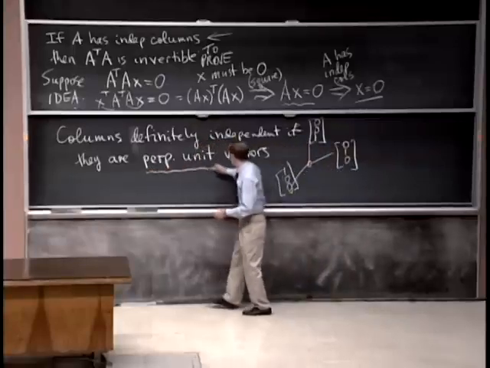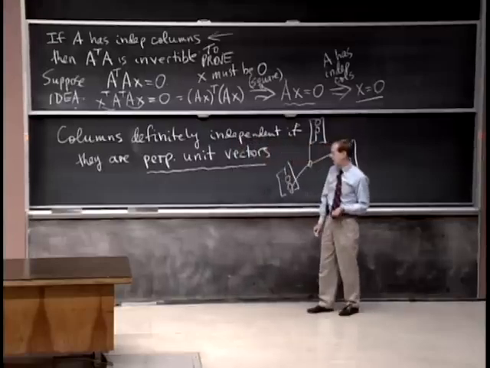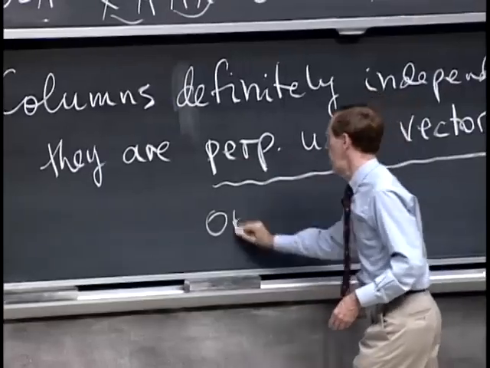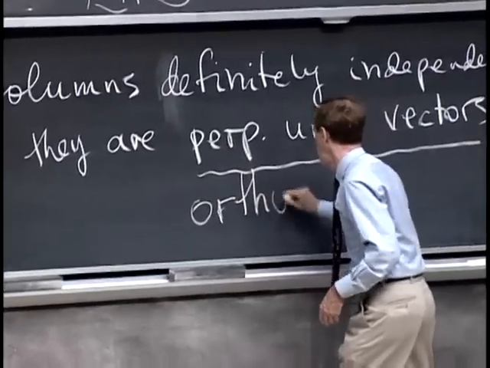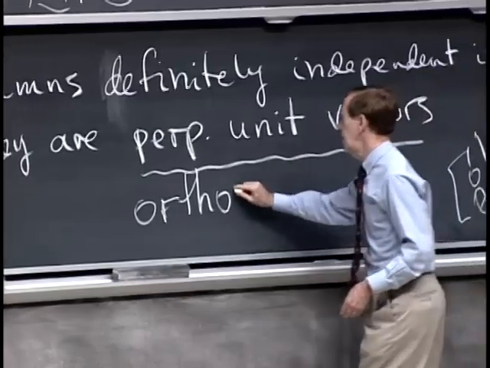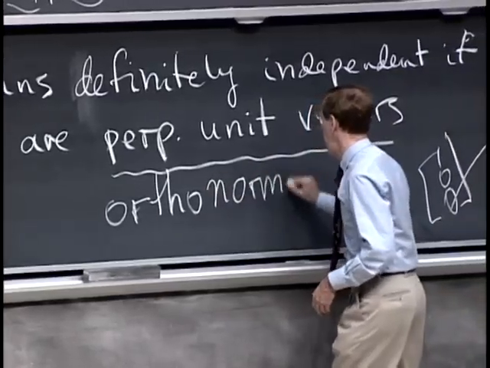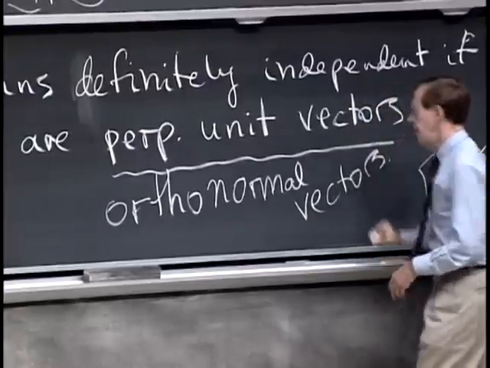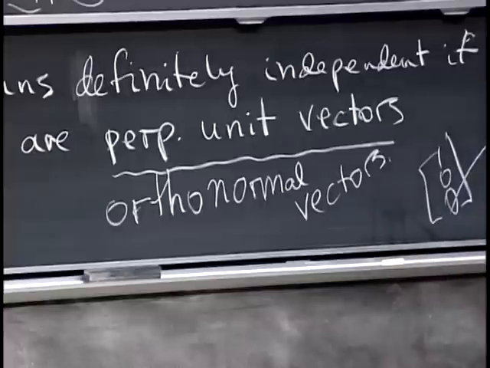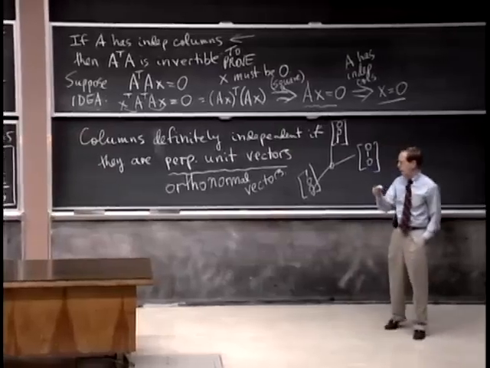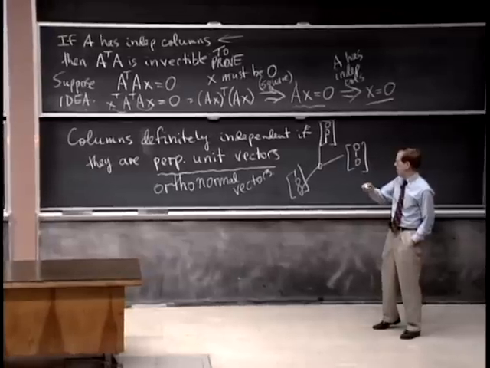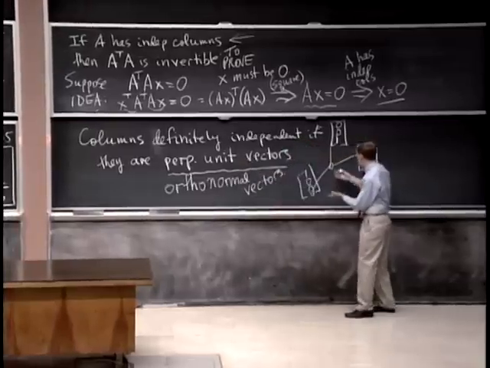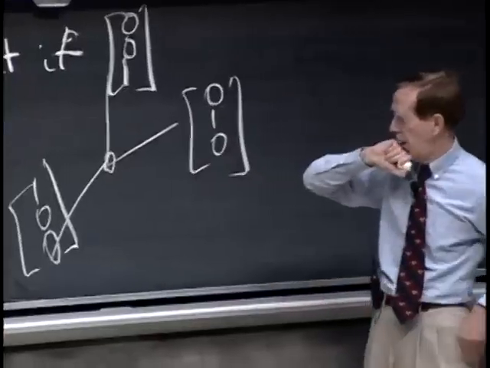If we are dealing with perpendicular unit vectors, the word for that will be ortho. I could have said orthogonal, but I said perpendicular. Ortho, and unit vectors gets put in as the word normal. Orthonormal vectors. Those are the best columns you could ask for. Matrices whose columns are orthonormal: they're perpendicular to each other, and they're unit vectors. They don't have to be those three.